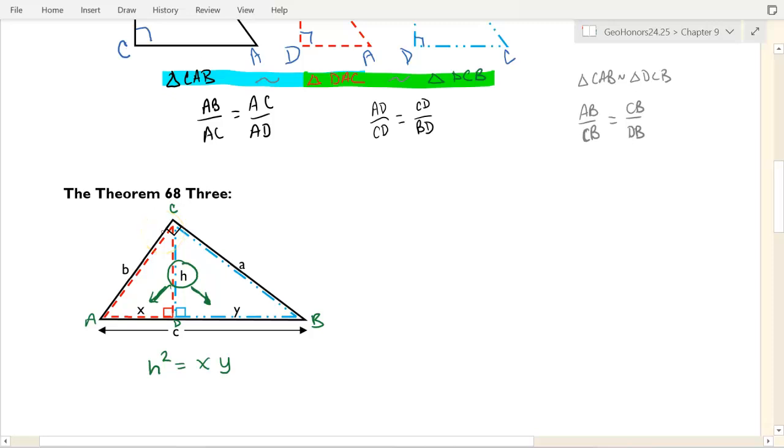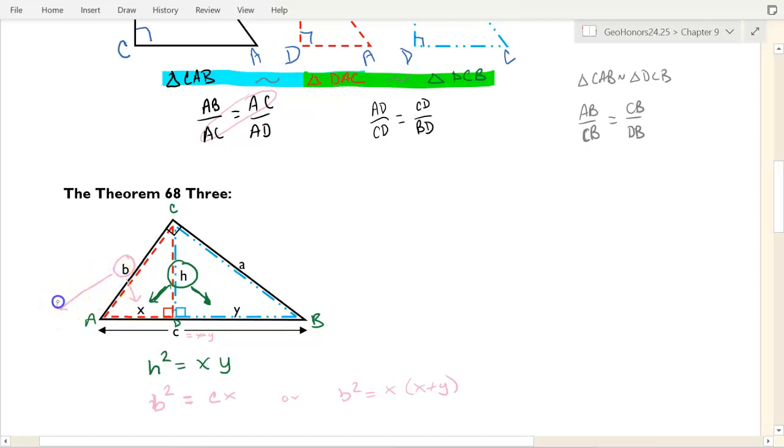Similarly, I can take the leg of my large triangle, in this case that's b, or segment AC. It's this segment here. AC squared, or in this case b squared, is going to be equal to AB. AB is this whole side here. The whole side is c, which is x plus y. So I will just say it's c for now, times AD. In that case, that's x. So I also like to look at this as b squared is equal to x times (x plus y), because c is x plus y.